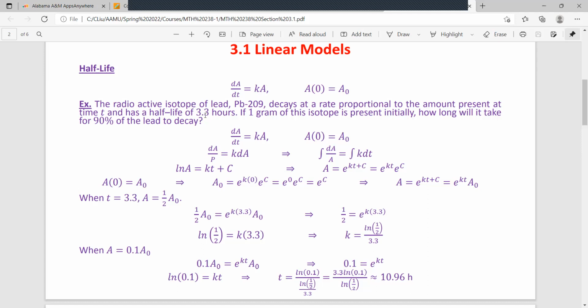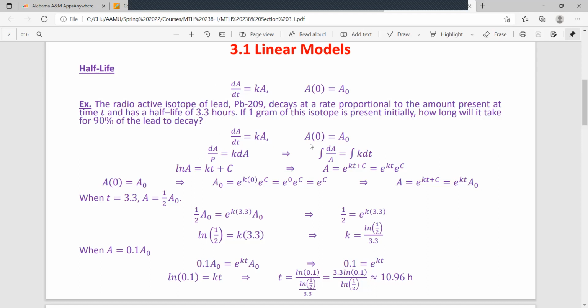Okay, so we should be able to figure out this constant K by using this half-life. We're going to show how we do it. Then we can answer the question, how long does it take to decay 90% of the isotope? Any questions about this problem?